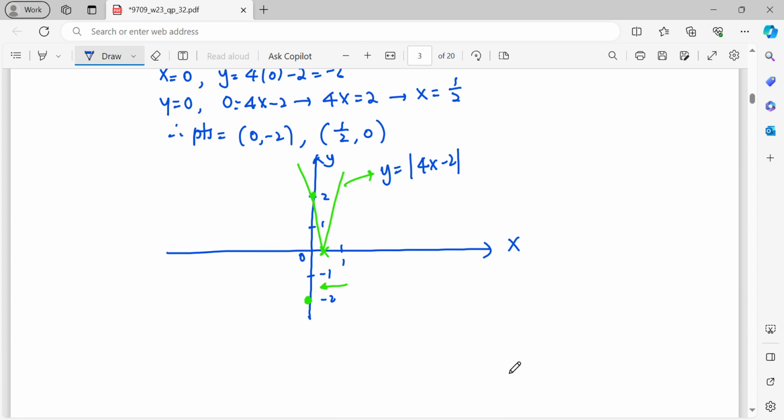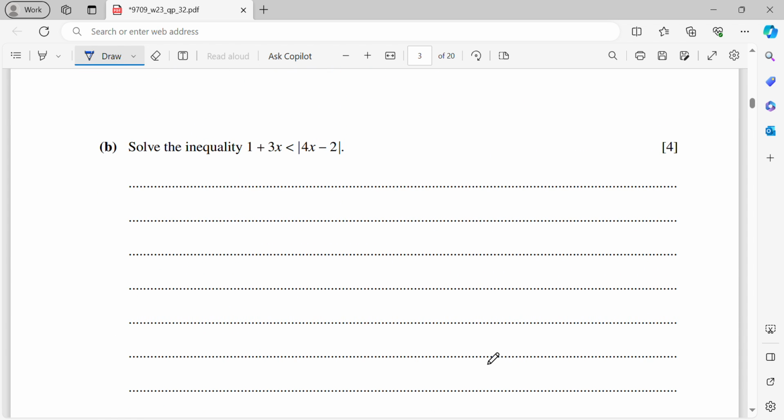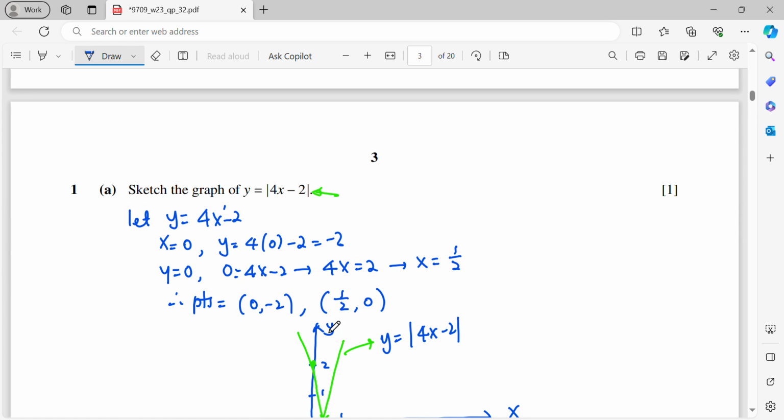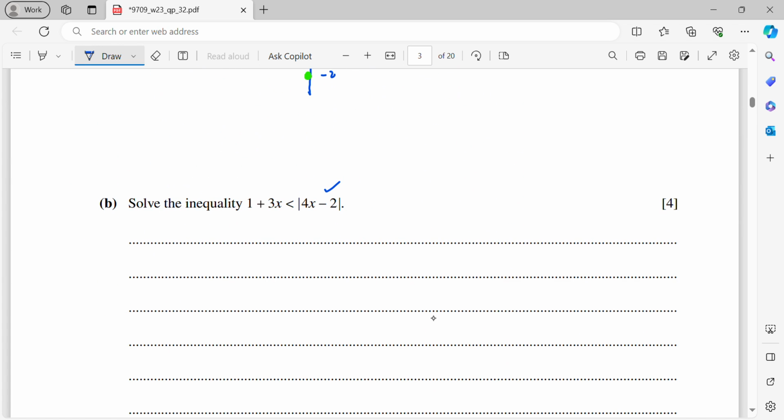Now let's move on to question number 1b. Solve the inequality. Just now we have sketched this graph. To solve this inequality, we have 2 methods. The first one is using the graph. Add another straight line on the same graph and then find the intersection points.